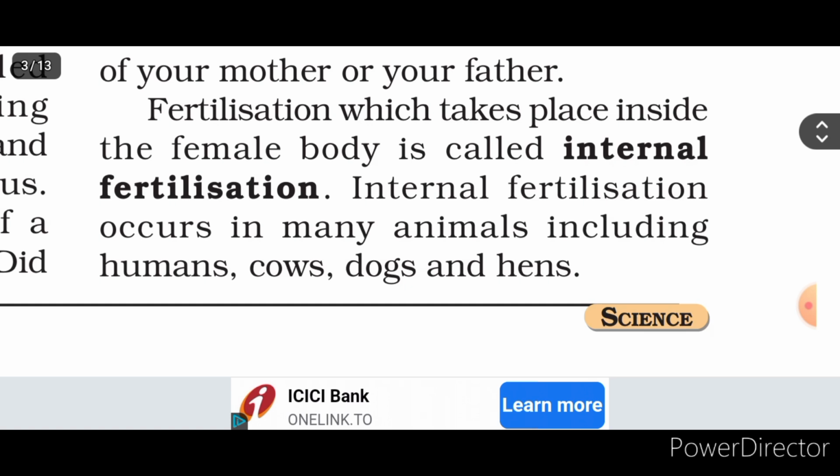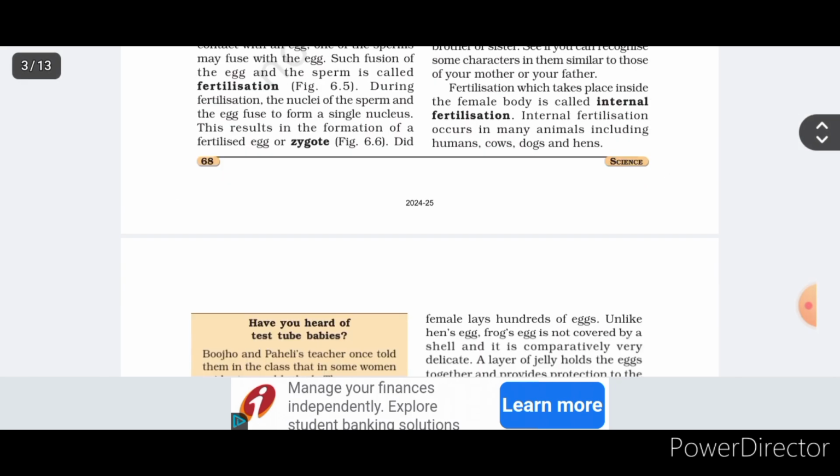Fertilization, which takes place inside the female body, is called internal fertilization. Internal fertilization occurs in many animals, including humans, cows, dogs, and hens.